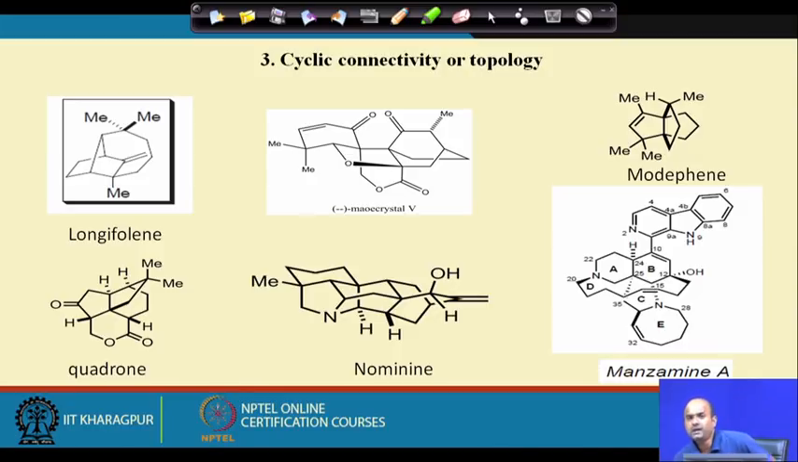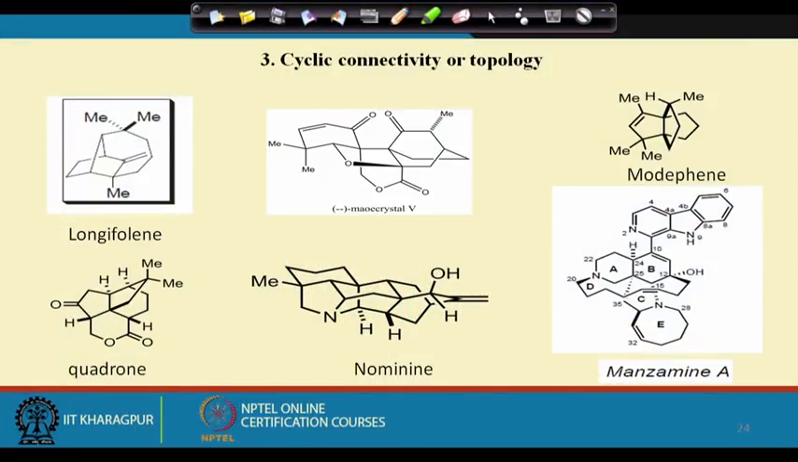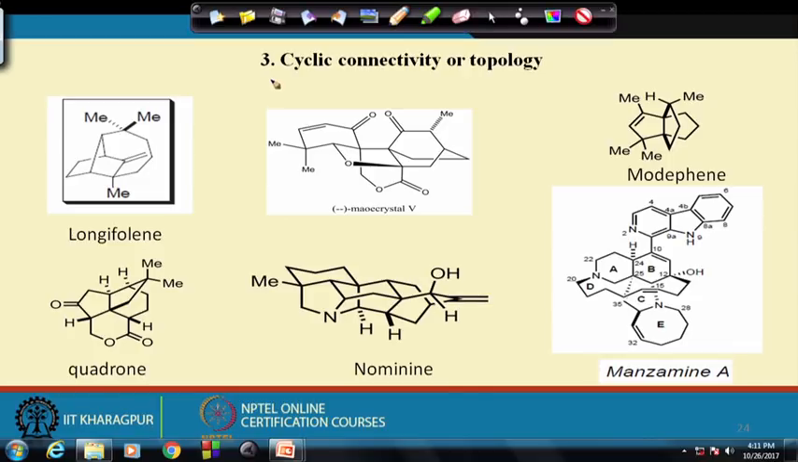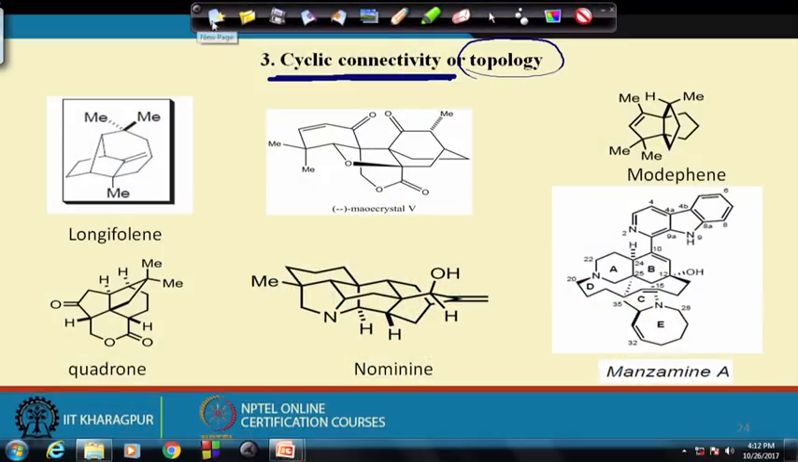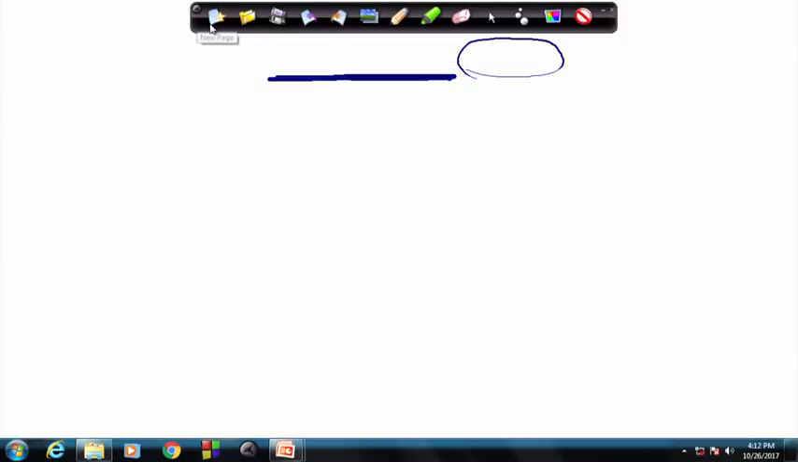Next point, when you see a target, often the target molecules are very complex, and then basically we will try to focus on one particular point, which is cyclic connectivity, how different rings are present in a given molecule. Now, this particular terminology, topology, we have not used before in synthetic organic chemistry. Topology was a terminology often used in the mathematics of geometry, but in synthetic organic chemistry topology means how the molecule is cyclically connected, or its cyclic connectivity.